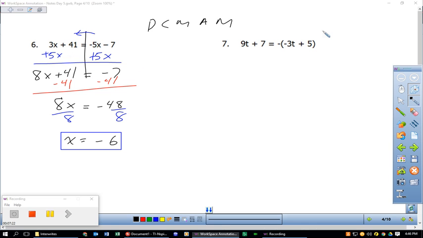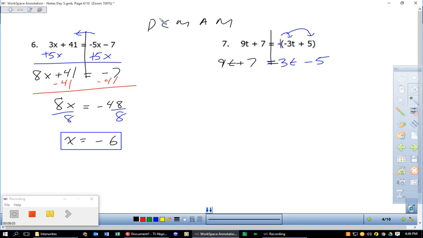All right, starting with number 7, we are going to have a few more things to do. Okay, so first, distribute. In this case, we can distribute. I'm going to draw the line. We can distribute because we have these parentheses over here. That's an understood 1, so that's going to be positive 3t with a negative 5 or minus 5. And I'll just bring down everything else. 9t plus 7.